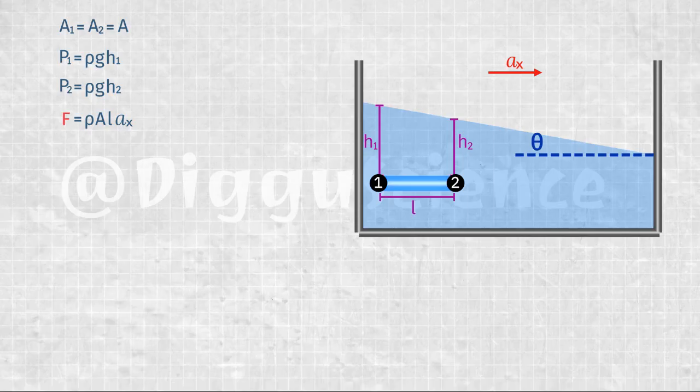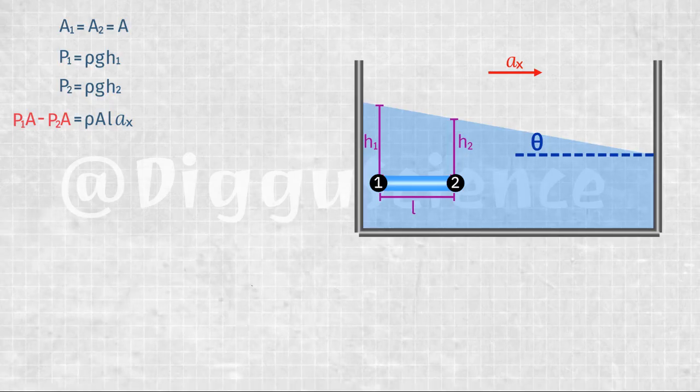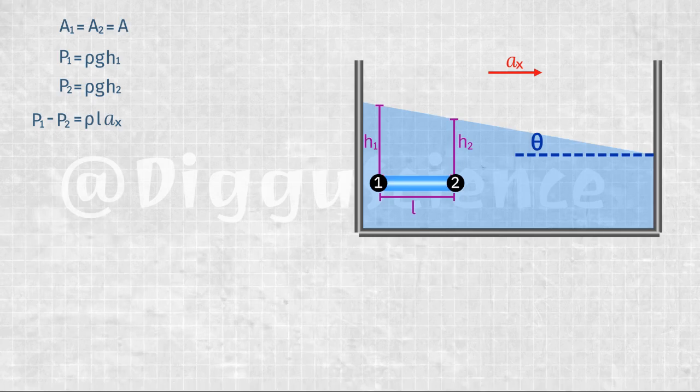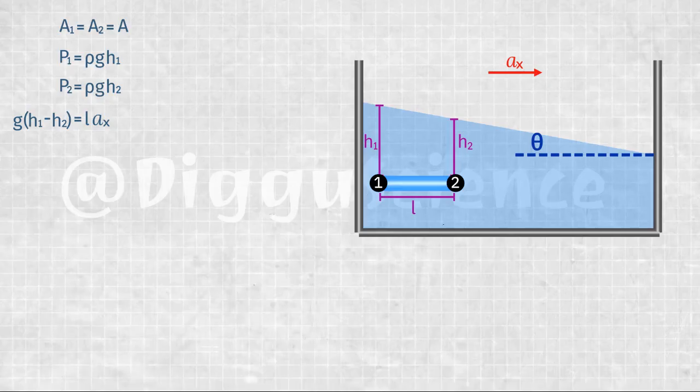For the force, it's the resultant force acting on the right and left sides of the tube. Force is the pressure acting on a surface times the cross-sectional area of the surface. The values of P1 and P2 can be obtained from the previous hydrostatic pressure equation. The value of ρ can be crossed out.